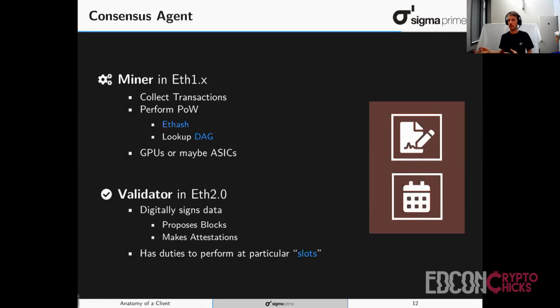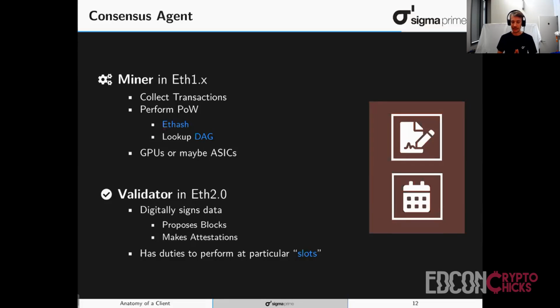A miner in Ethereum 1 does not perform any cryptographic operations really, apart from a hash function. It doesn't need to do any digital signing, doesn't need a private key, whereas a validator in Ethereum 2.0 does. So it has very different requirements in that sense. A validator in Ethereum 2.0 also has much more strict requirements on what it does when. Right?